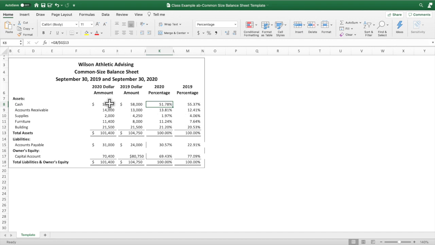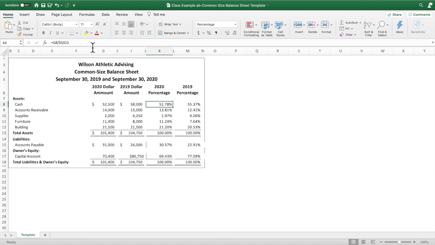So we're going to take G8, which is the most recent year, and divide that by the total assets from that year. And then we're going to take the percentage from 2019 by dividing the cash from that year by the total assets from that year. Alright? So again, when we put dollar signs here, it's just telling Excel that it's an absolute number.